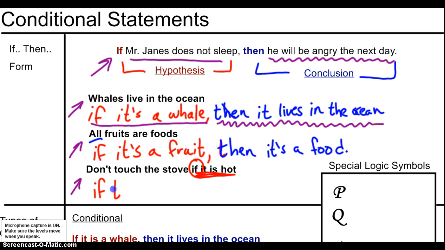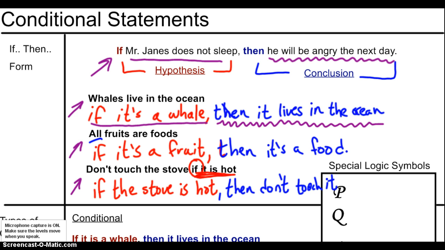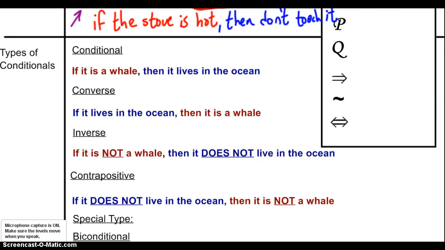So if the stove is hot, that's our hypothesis, then don't touch it. Okay, if the stove is hot, then don't touch it. Okay, so those are conditional statements. If-then statements with a hypothesis and a conclusion. Not too bad. Okay? You can change any of the statements or conjectures, theorems we've had so far into conditional statements. So any conjecture or theorem can be written as a conditional statement, and we'll practice that a little more in class. For now, we're going to keep going and talk about some types of conditional statements.